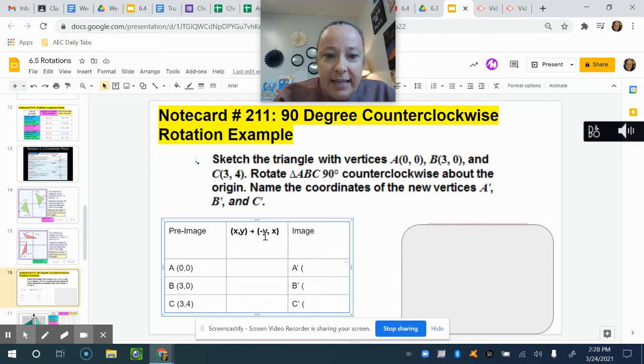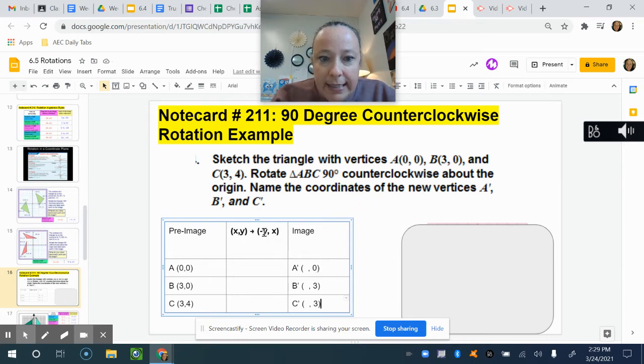And this says that my x goes over here to the y spot. All my x's I'm going to put in the y spot. So 3 is going to go there. And 3 is going to go here because that's what it says. X goes over here to the y spot. So that's what I did.